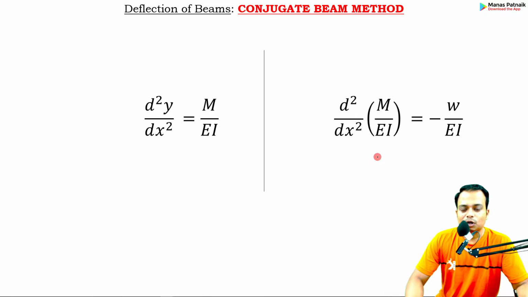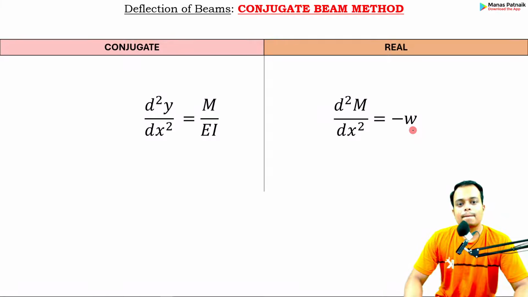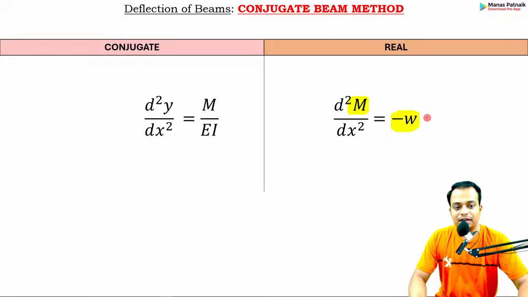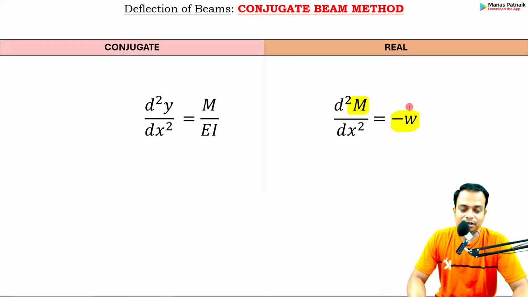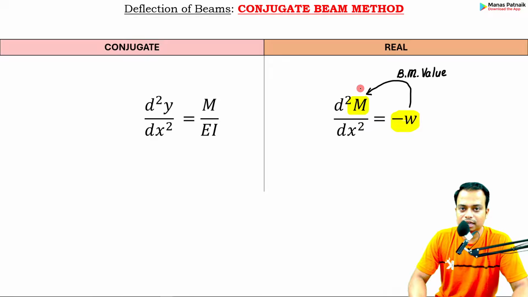Now solve it, or rather simplify it. What will happen is EI and EI will be out of the differential and will cancel each other out. What remains is just this much. So what I am essentially trying to convey is, if you have the real loading diagram and you calculate the bending moment value at any point along the beam, you are calculating the bending moment only for a real beam.